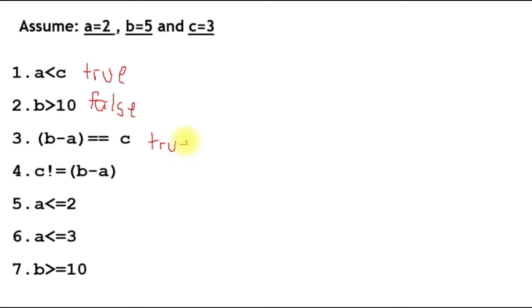The next, number 4. C is not equal to B minus A. Meaning, 3 daw ba ay hindi equal sa difference ng B minus A. So, dito, the value of B is 5 and the value of A is 2. So, 5 minus 2 is 3. So, 3 is not equal to 3. True or false? Hindi daw ba sila magkaparehas? Is 3 is not equal to 3? The answer is false. So, bakit false? Kasi nga po, equal sila.